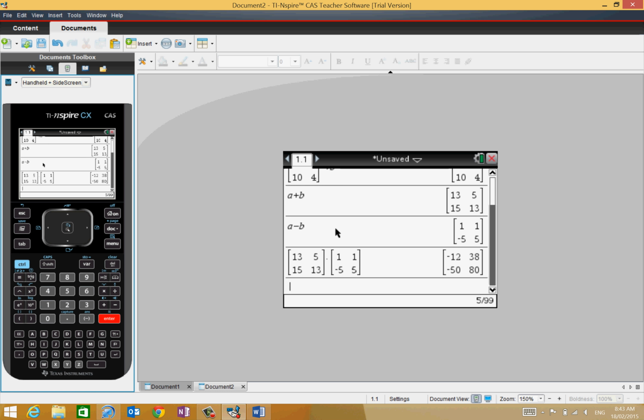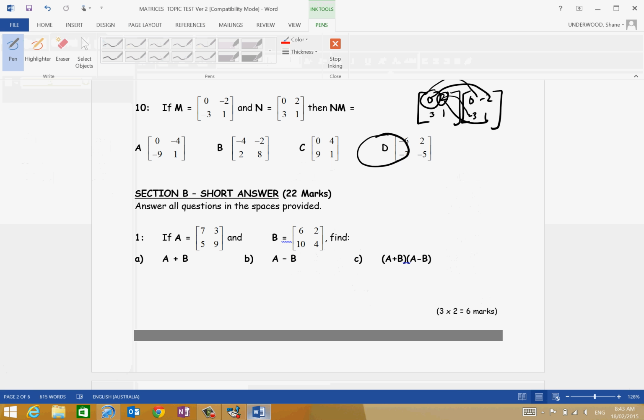Yep. How many of you stored the matrices as variables? How many of you actually stored them as variables? There's a few people I know, but I think maybe some of you could have done that and saved yourself a little bit of time.